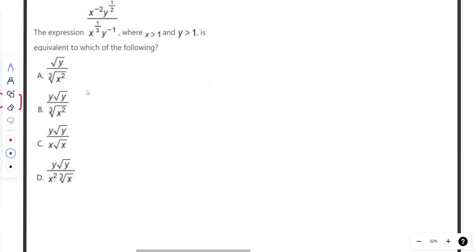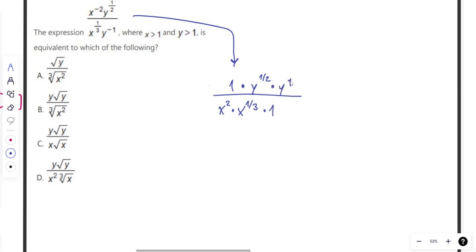Now, the way I would start this one, probably look at the negative exponents first and flip the side that they're on. So something like x to the negative 2 I'm going to move down and it becomes x squared. I'm going to keep the x to the 1/3 here. Y to the negative 1 power can be flipped up to the top as y to the 1.